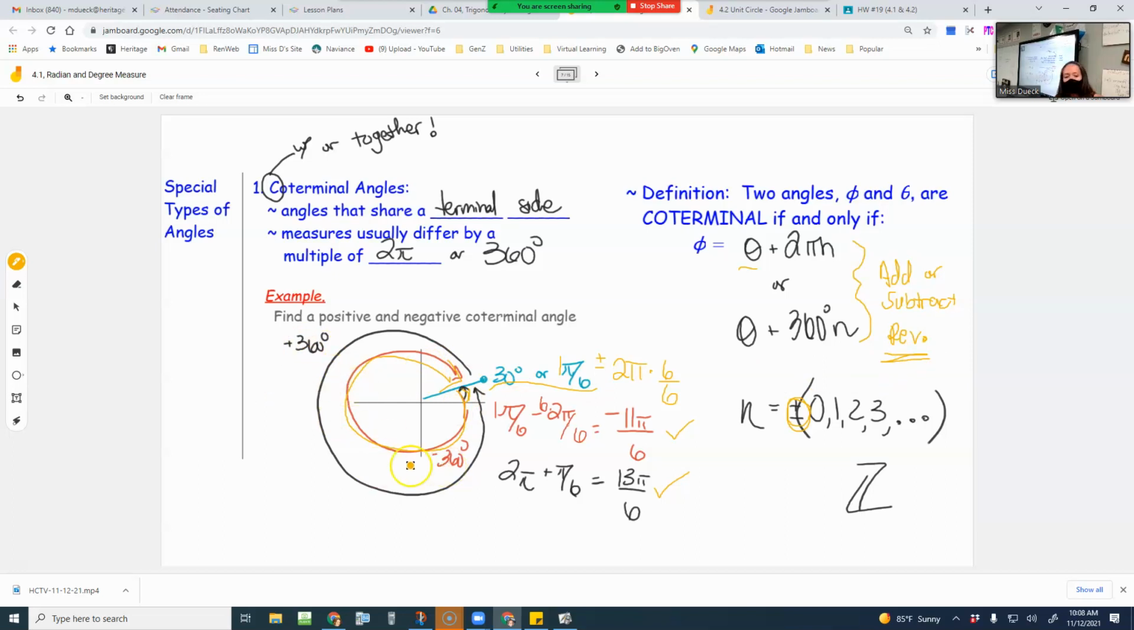Here's what happens when you're drawing the arrow. It looks like you're just turning 360 degrees, which is equivalent to 2 pi.